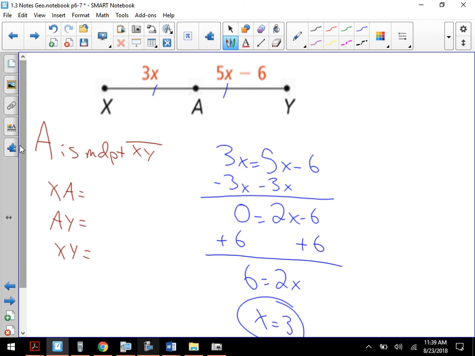What do you do with it? Substitute back in. So when I do that, what's 3 times 3? And 5 times 3? Subtract 6. And hopefully you get 9 for both segments. Again, if you don't, you know you done goofed. And then just fill in your answers. 9, 9, 18. Okay.